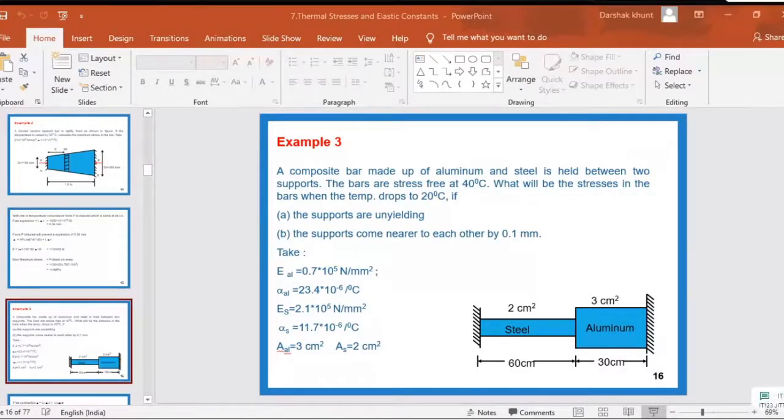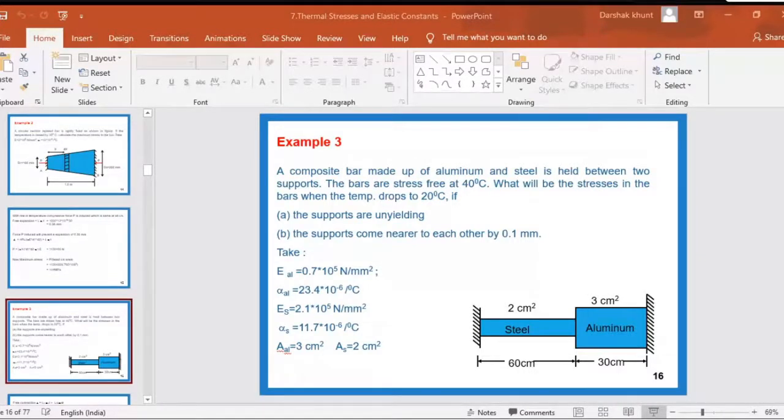Okay. A bar made up of aluminum and steel is held between two supports, meaning both ends are fixed. So no allowance is there. If the length increases in the steel section, the length decreases in the aluminum section accordingly, and they balance each other under the temperature changes. The bars are stress free at 40 degrees Celsius, meaning initially the temperature is 40 degrees Celsius and there are no stresses in this bar. So what will be the stresses in this bar when the temperature drops to 20 degrees Celsius?